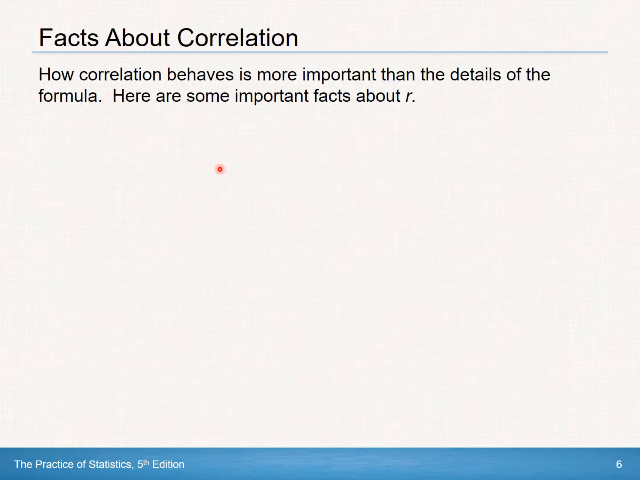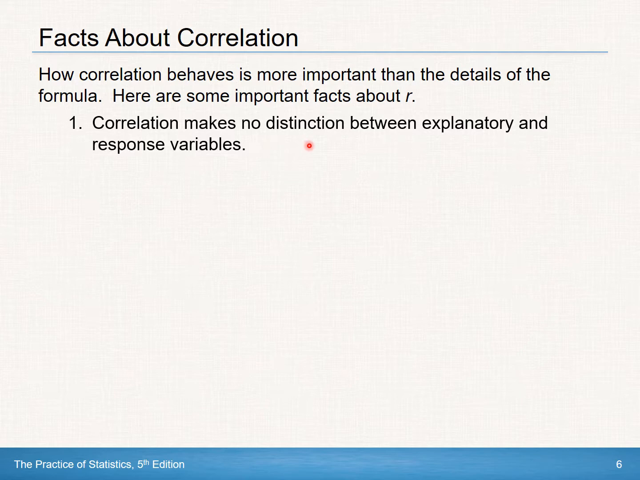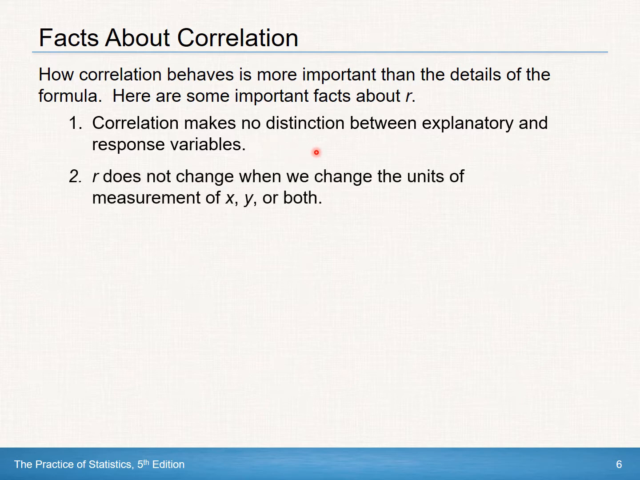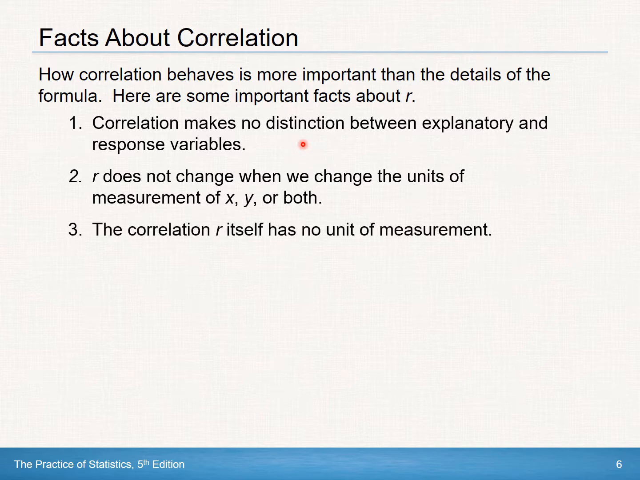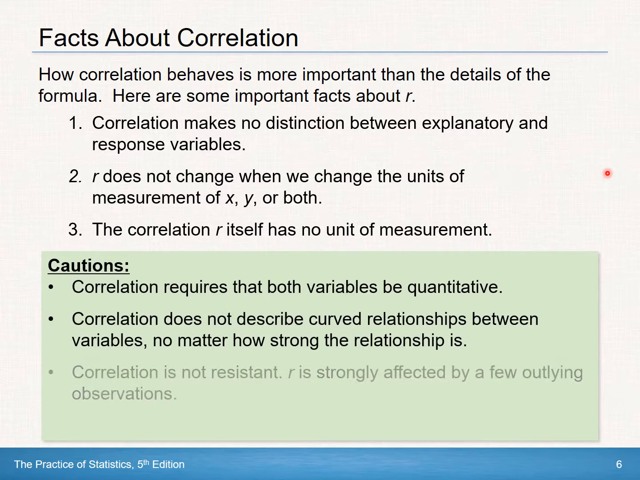Some facts about correlation. How correlation behaves is more important than the details of the formula. Here are some important facts about R. Correlation makes no distinction between explanatory and response variables, so it doesn't matter if you mix those up. R does not change when we change the units of measurement for X, Y, or both of them. So your correlation won't change if you change the units. Correlation R itself has no unit of measure.